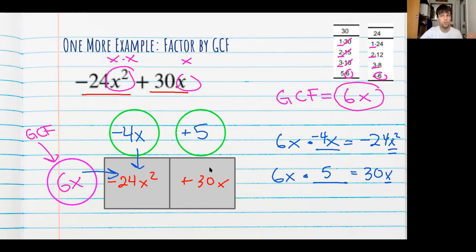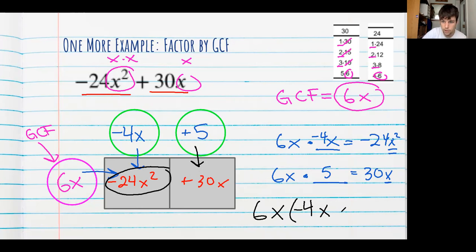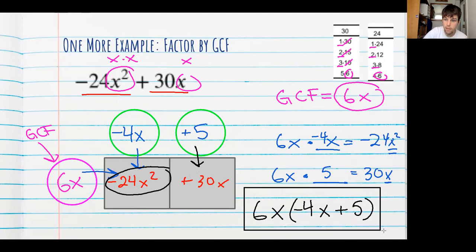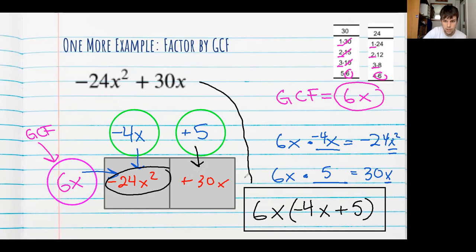We're done. You can check it. You can make sure that it does work out. 6x times -4x, make sure that we do get that product. 6x times 5, make sure that works. As long as all these things work, we have done our factoring correctly. And then here's our answer: 6x times -4x plus 5. This is our answer. This is the factored form of that original binomial. So this original binomial is equal to this. These two things are equal. They are just different forms of the same thing.